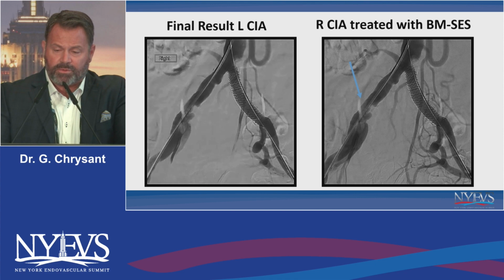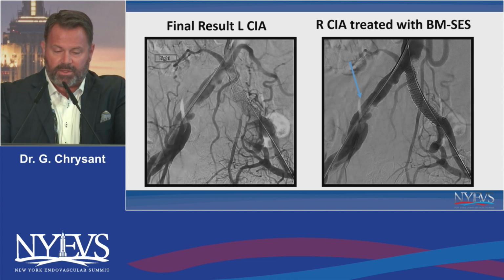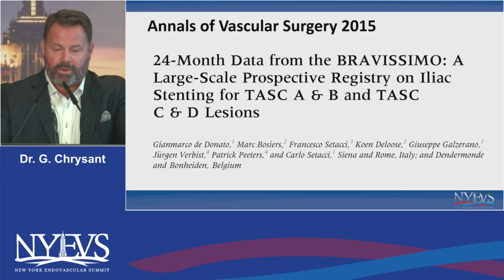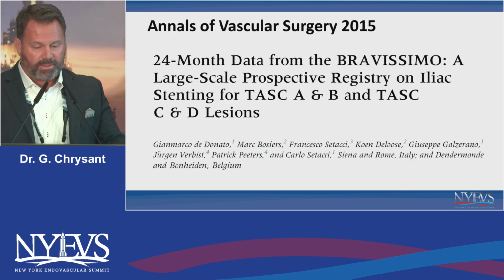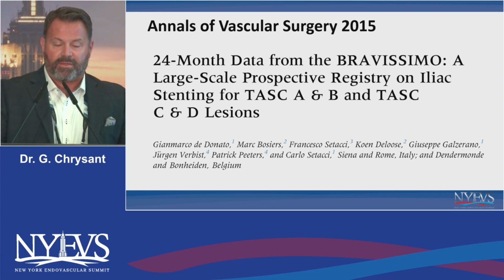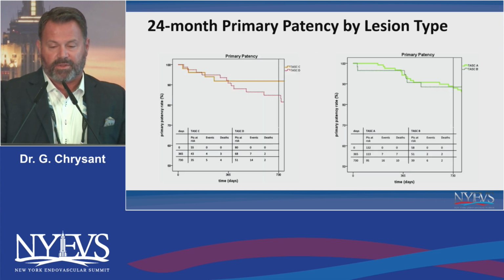So here's the final result on that day. The other side was treated with a bare metal self-expanding stent, so both sides ended up being treated, but not the bifurcation. And why did I bring that up? Because I think it's important to talk about these stent types. Again, it's not going to be exhaustive, but we do have good data in terms of iliac stenting.